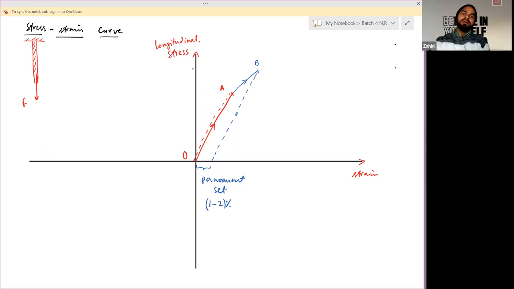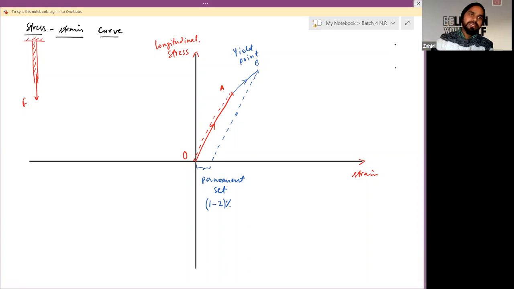Yes. So you will say up to point B, the object has elastic behavior or elasticity, but Hooke's law will be applicable only up to point A. So this B point is also termed as yield point.